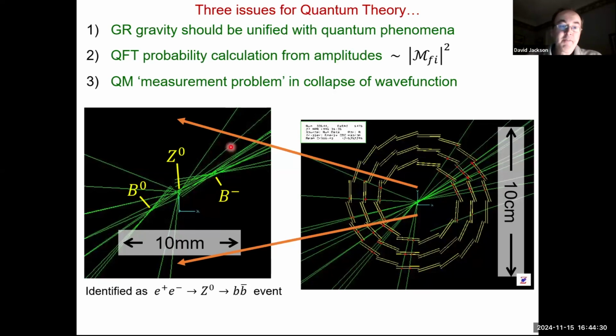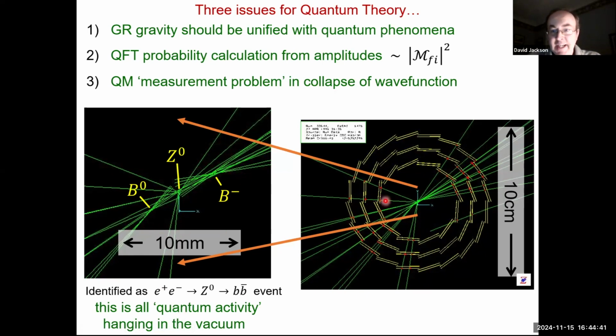And we worked a lot on these events from a particle physics standard model point of view when we were analyzing this data, but they're also very interesting here because all of this stuff is quantum activity. It's kind of hanging in the vacuum. There are no detector elements here. The nearest detector element is about an order of magnitude further away.